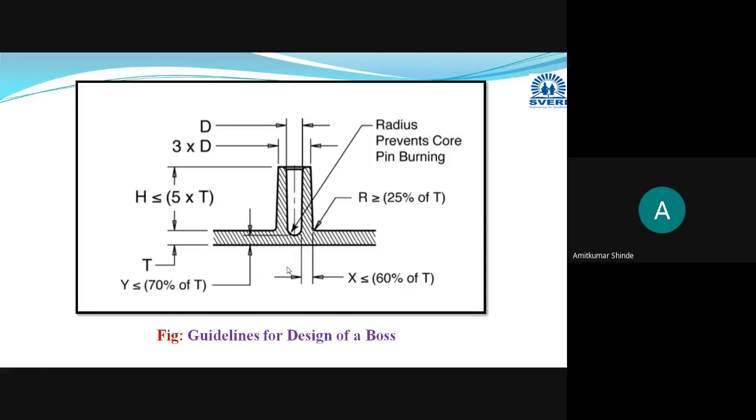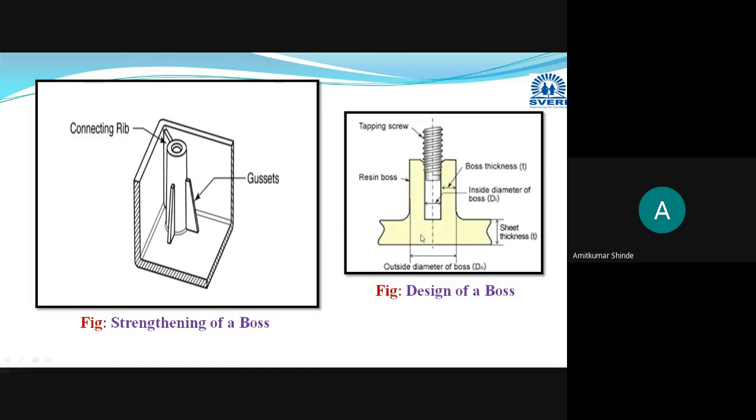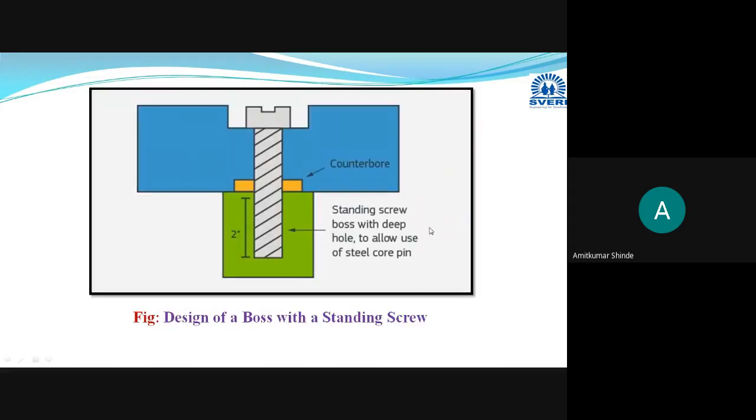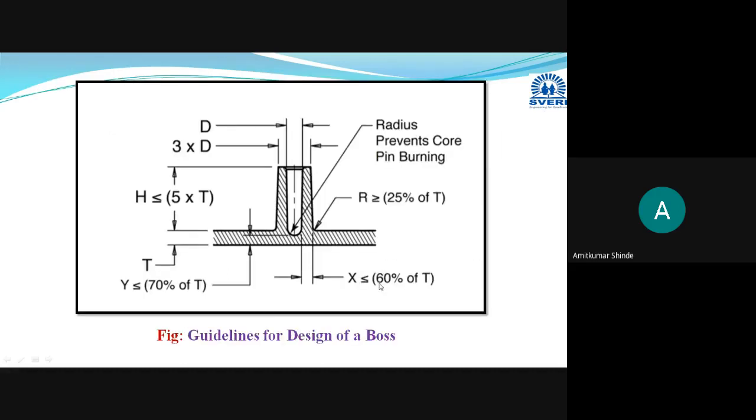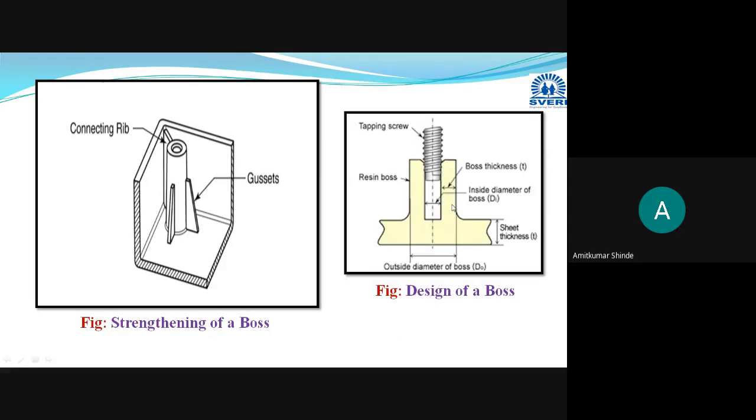Now, this is the design of a boss, which I have already explained. This is the outside diameter, and it should be 3 times the inside diameter. This thickness, as I have shown here, should be 60% of the minimum wall thickness. And its height should be 5 times the wall thickness.